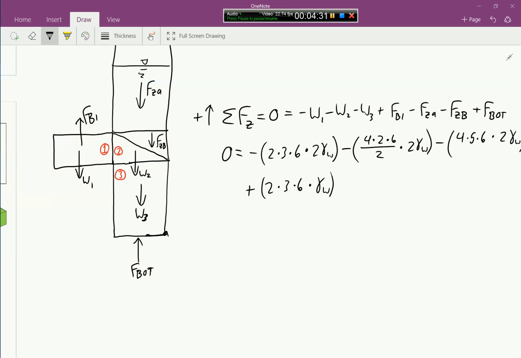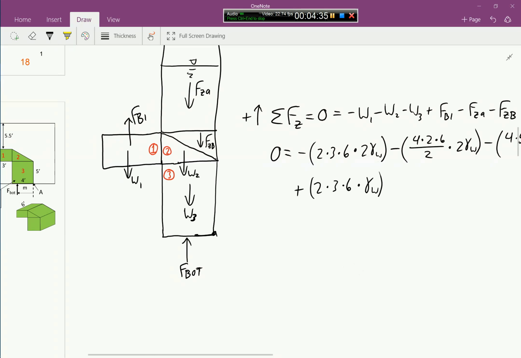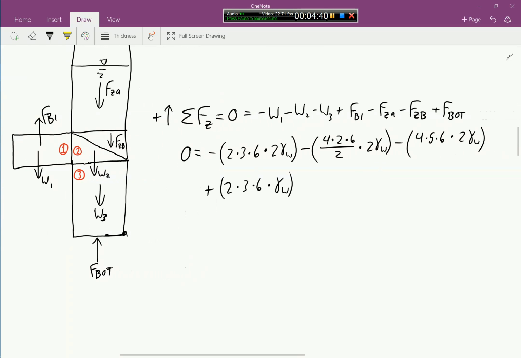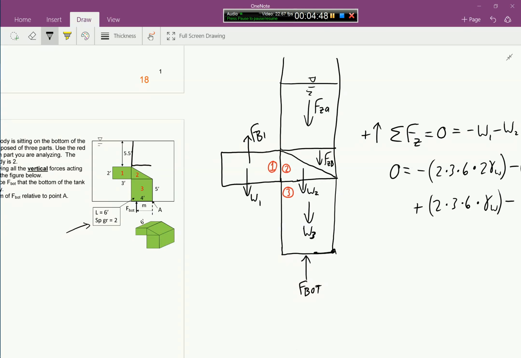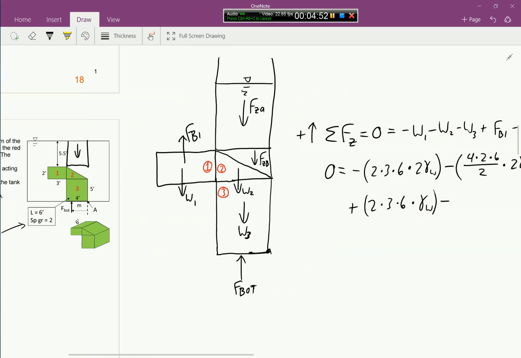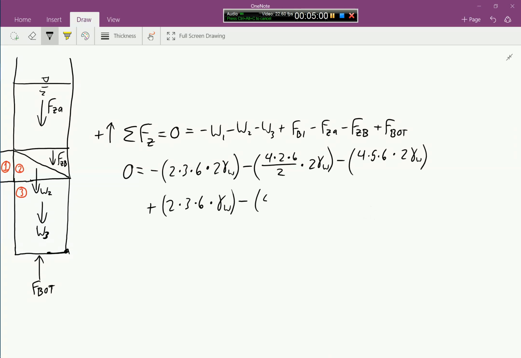We're not multiplying this by 2 gamma water because this is the buoyancy force, which is simply the volume displaced times gamma water. Then we have minus FZA, which is this force right here, this water, which acts downwards. That's going to be the volume of that water times the specific weight of water, which is 4 times 5.5 times 6, and then times gamma water.